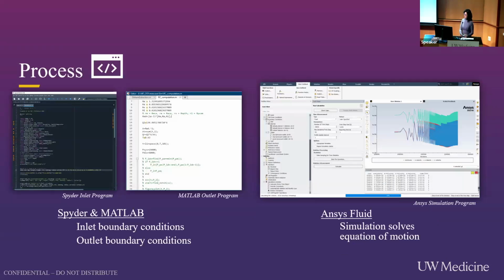From there, our mesh model uses SPIDER to find inlet and MATLAB to find outlet boundary conditions. These boundary conditions establish where blood flows in and out of within the model. For the final step, we run the actual simulation in the ANSYS Fluid program. We look at the data and analyze it to further understand the conditions and circumstances of the aneurysm or aneurysms.